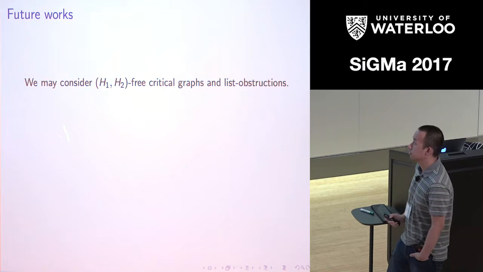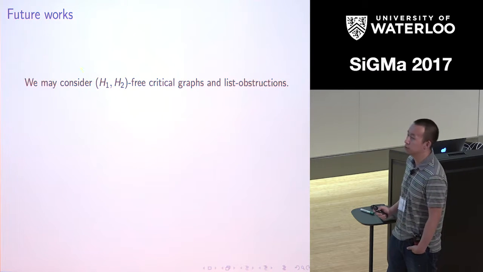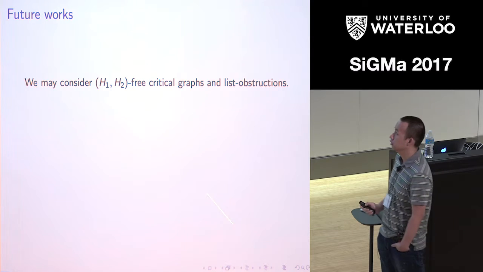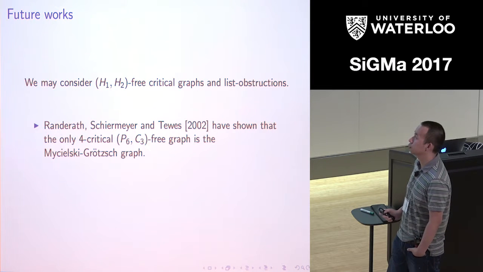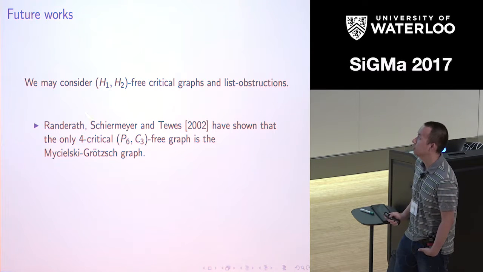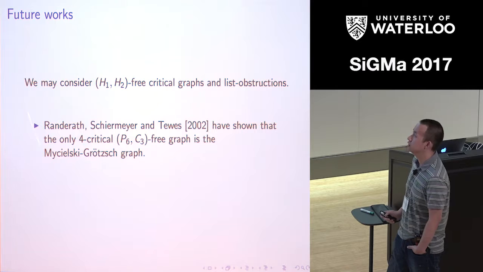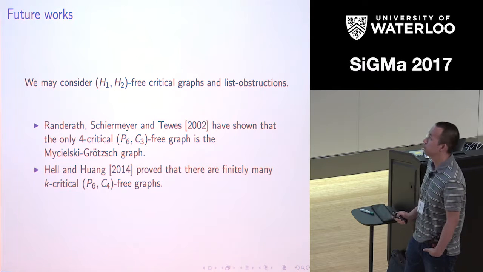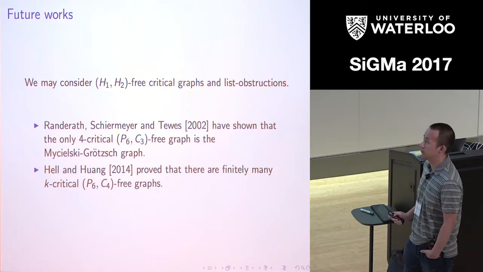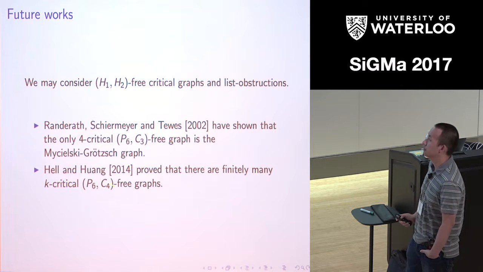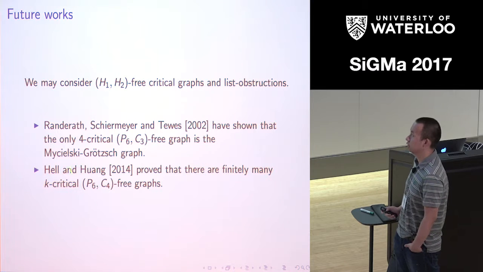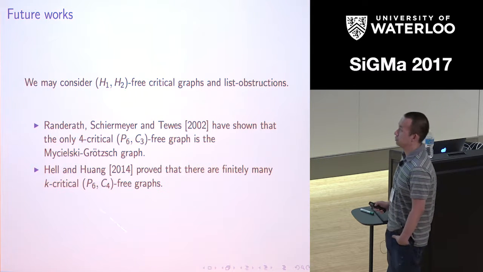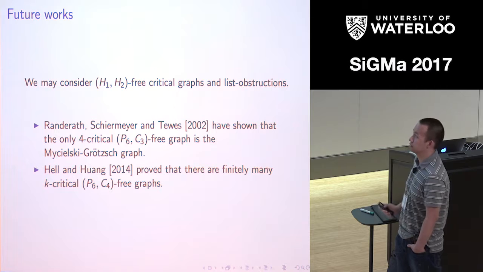So what's next? The next step we may consider is, instead of forbidding one graph, we may want to forbid two graphs, H1, H2-free critical graphs and list obstructions. It turns out that if we forbid two graphs, then the critical graphs could be very simple. For example, if we forbid P6 and C3, there is only one k-critical graph. And as you may recall, if we forbid P5, then the set of k-critical graphs is infinite for any k greater than or equal to 5. But if we forbid P6, which is stronger, and add another graph C4, then there are finitely many k-critical P6, C4-free graphs. So that may be the next step we will consider.